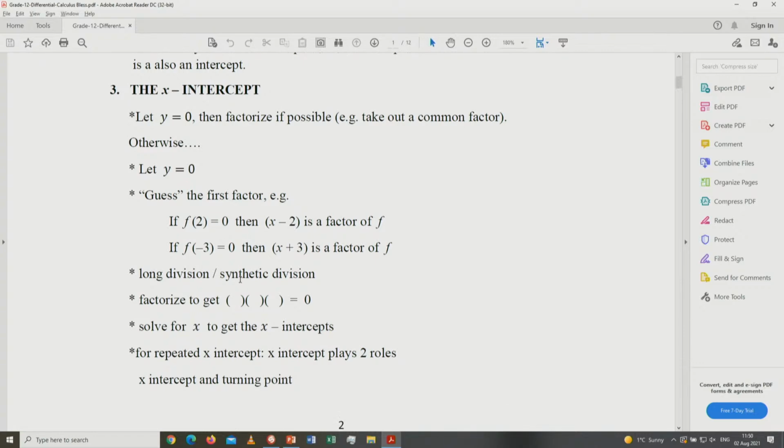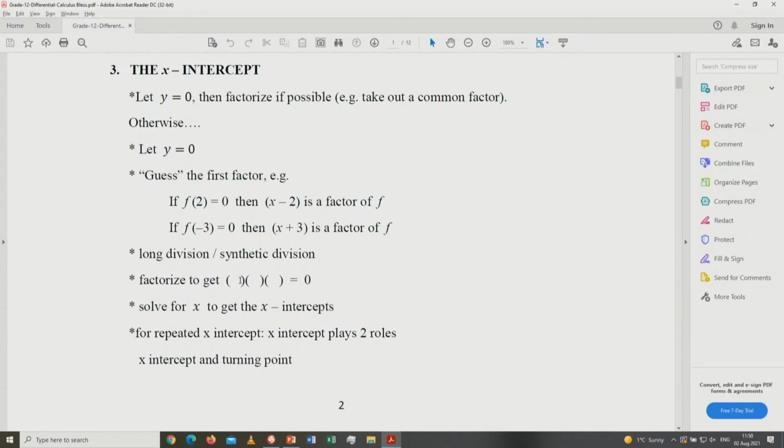Now, one important thing that I want you to keep in mind when determining the X-intercepts, learners, is the repeated X-intercept. At times you'll find that when you determine the X-intercept, you get X is equal to 2 and X is equal to 2, or maybe as factors, X minus 2 into X minus 2. In that case, it means we have a repeated X-intercept. With a repeated X-intercept, you should know that it plays two roles.